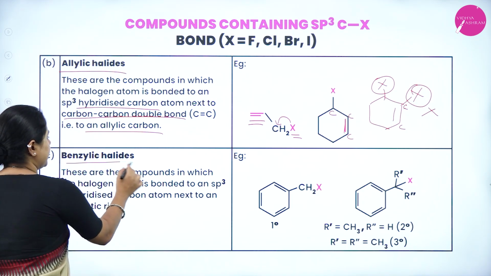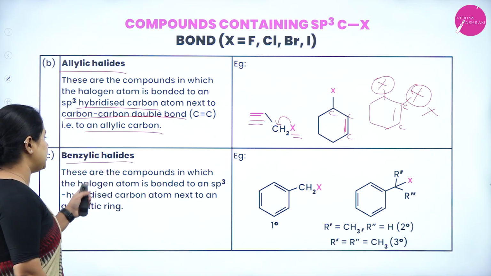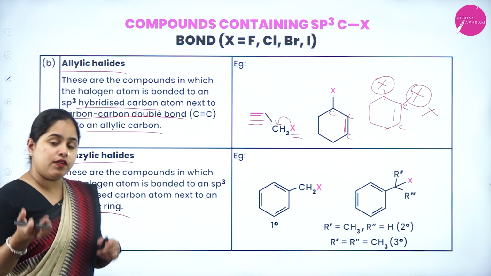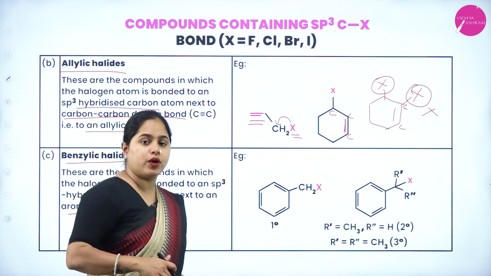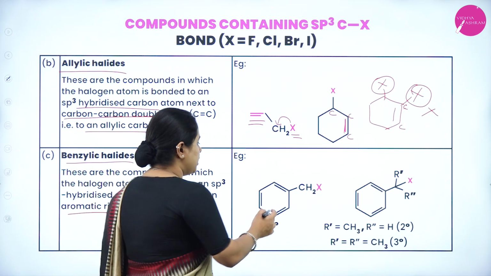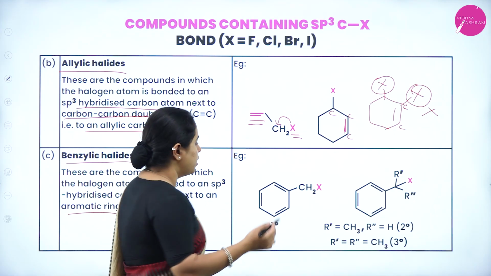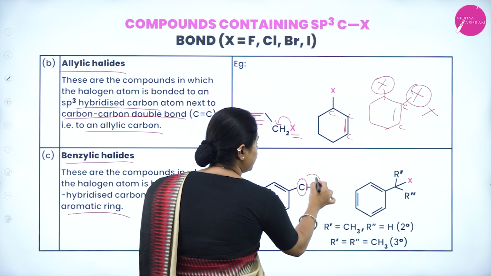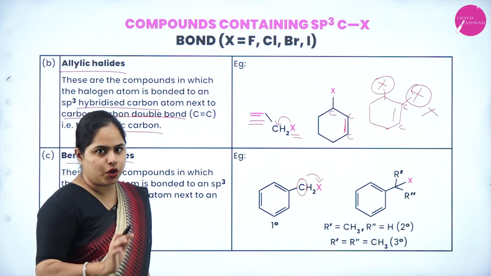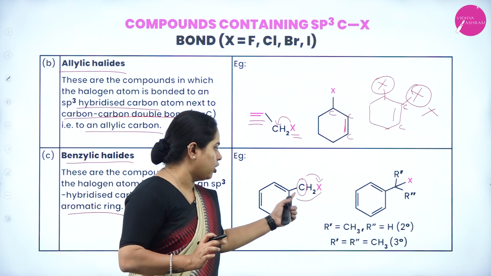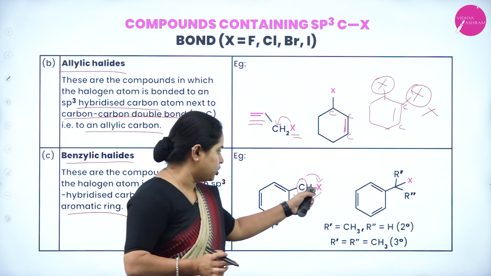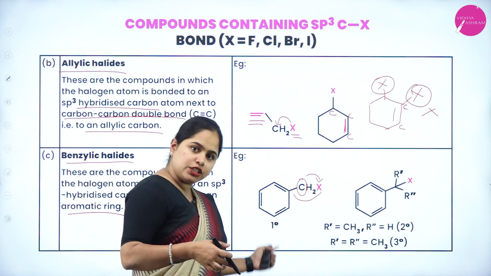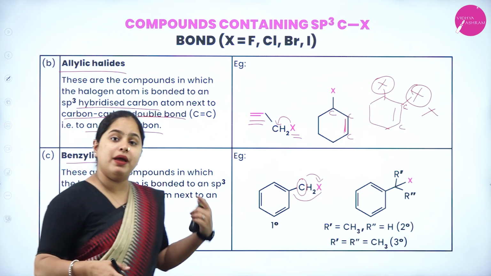Now the next one is benzylic halide. These are the compounds in which the halogen atom is bonded to an sp3 hybridized carbon next to an aromatic ring. It will be attached to a carbon which is next to an aromatic ring. You can take this example. This is an aromatic ring, which is benzene. To this benzene, a carbon atom is attached, and to that carbon atom, halogen is attached. I hope it is clear. This halogen is not directly a part of the aromatic ring. The halogen is attached to an sp3 hybridized carbon atom, which is attached to the benzene. So this is called a benzyl halide.